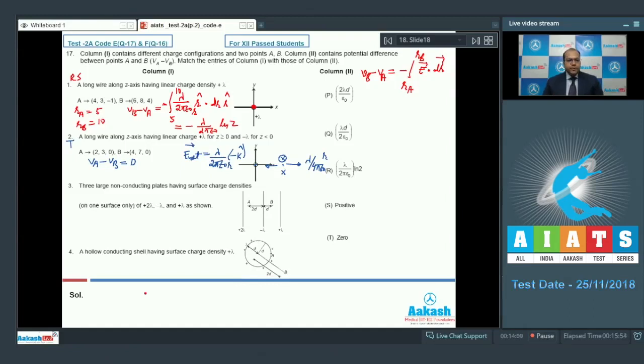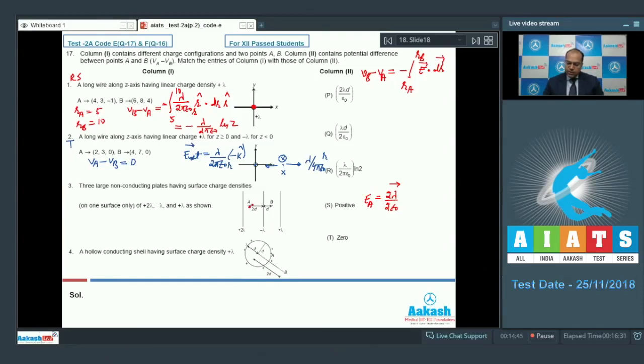Let's move to entry 3. Three large non-conducting plates having surface charge densities on one surface only of plus 2λ, minus λ and λ. So if I calculate the electric field at point A, the electric field due to the first plate is 2λ upon 2 ε₀ in this direction. The electric field intensity due to a non-conducting sheet having uniform surface charge density σ is equal to σ upon 2 ε₀. So σ in this case is 2λ, so I am writing 2λ upon 2 ε₀ in this direction.